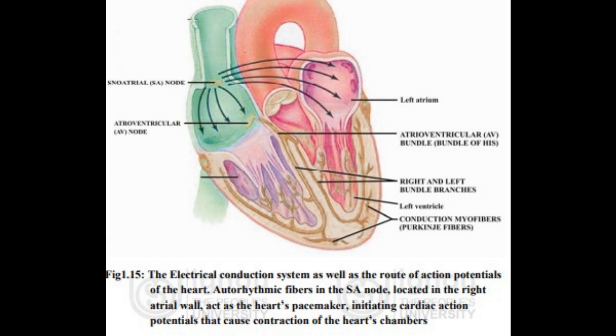Figure 1.5. The electrical conduction system as well as the route of action potentials of the heart. Auto-rhythmic fibers in this node, located in the right atrial wall, act as the heart's pacemaker, initiating cardiac action potentials that cause contraction of the heart's chambers.